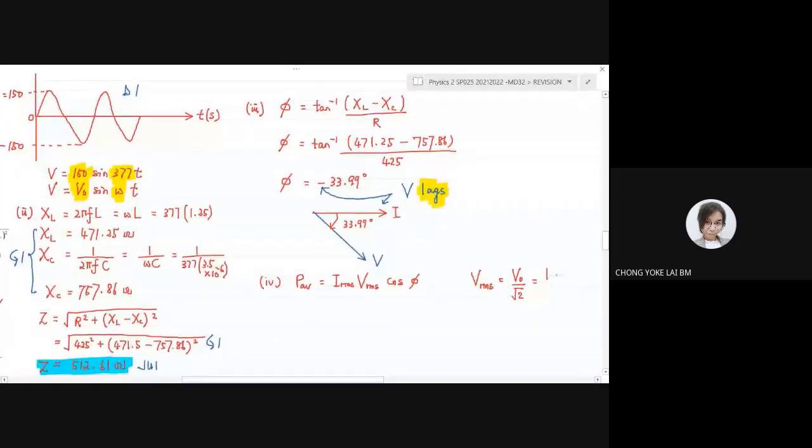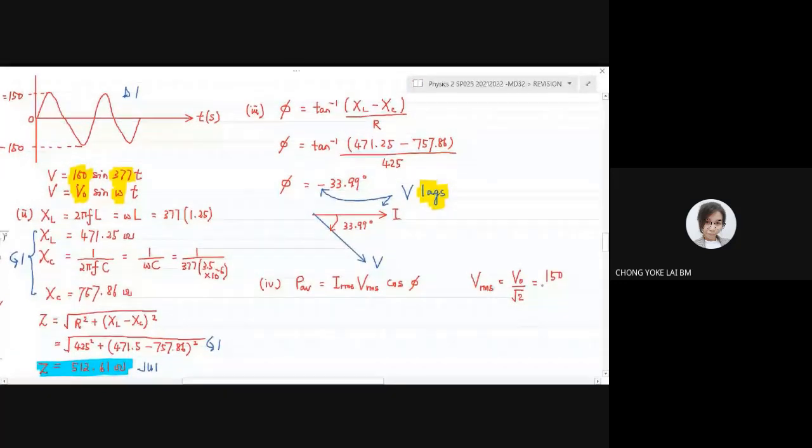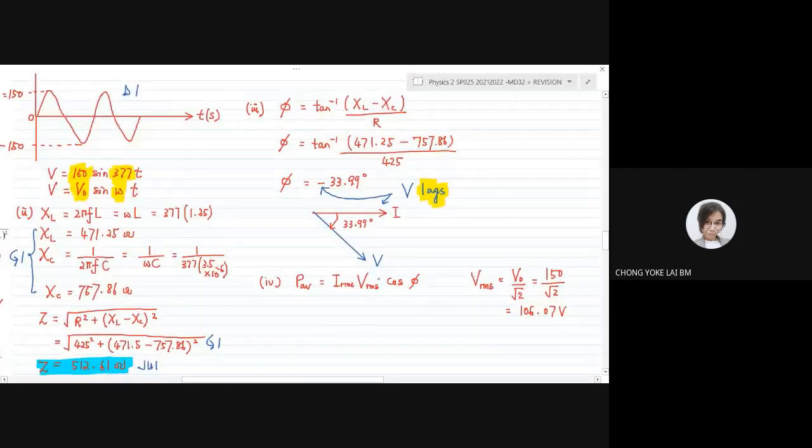So, V RMS is V0 over root 2. So, 150 over root 2. So, we get the V RMS dulu. 106.07 volt. Yeah. Okay. V RMS settle. Phase angle settle, but we didn't know about the current. So kita kena kira current.